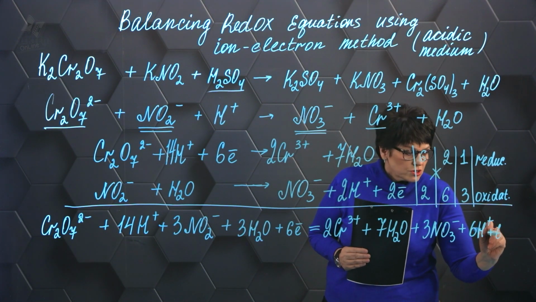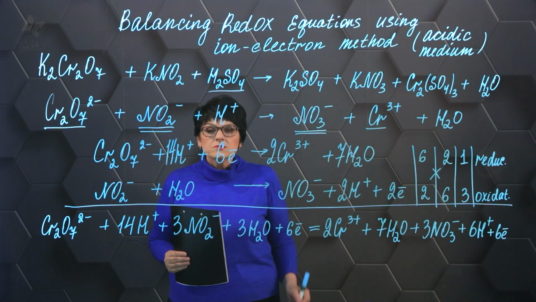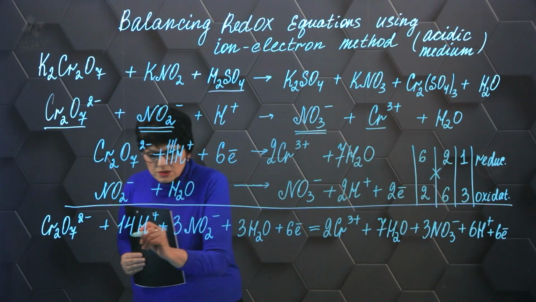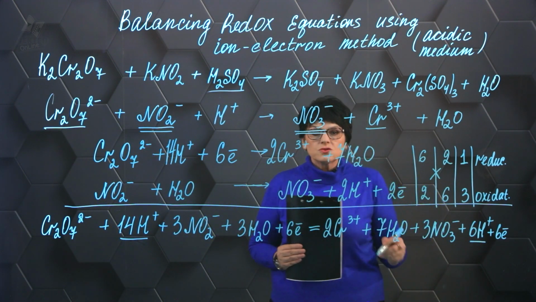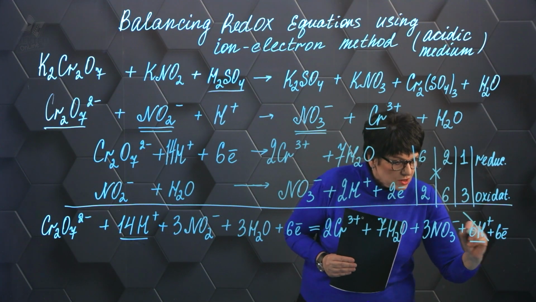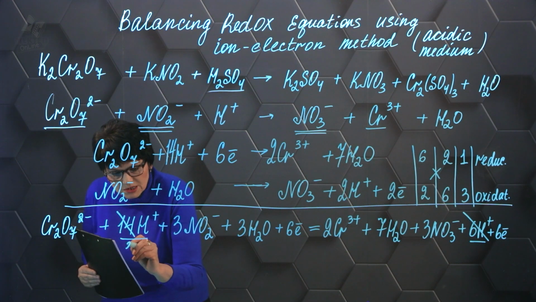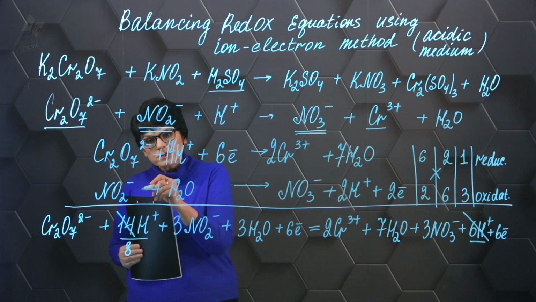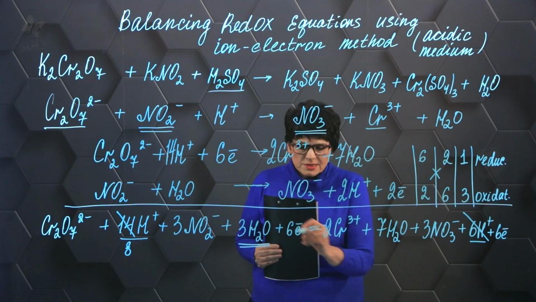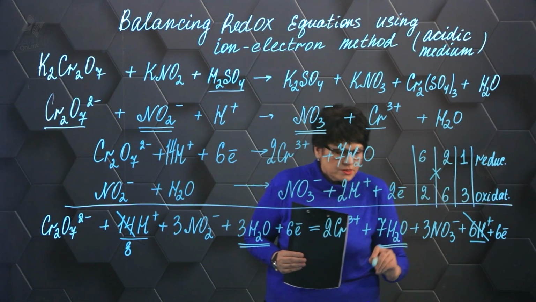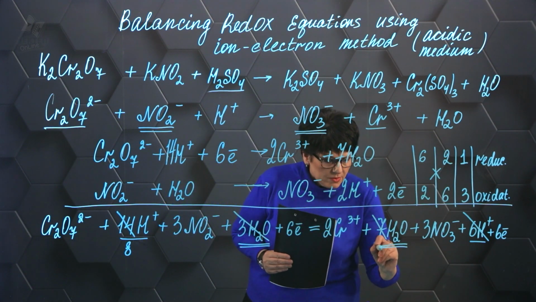Now, we need to see if there is a similarity in this case. As we can see, we have on the left side 14 H plus, on the right side there are 6 of them. Where there is less we take away, and here we leave the difference, and we get 8 H plus, and it will be only on the left side. What else is similar? This is water. Water on the left side is 3, water on the right side is 7. It's less on the left side, we take it away, and here we leave the difference 4.